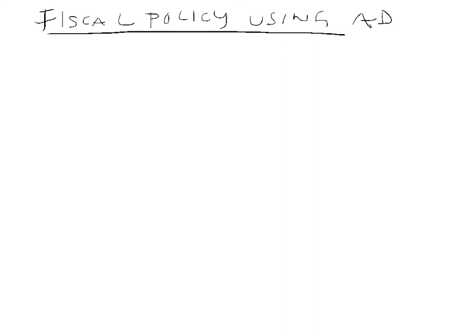Okay, let's now look at fiscal policy, and fiscal policy using aggregate demand. Okay, there are three ways fiscal policy can be used in terms of aggregate demand. First, of course, we know that aggregate demand is equal to C plus I plus G plus X minus M.